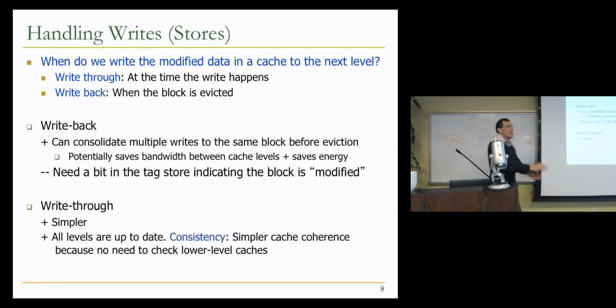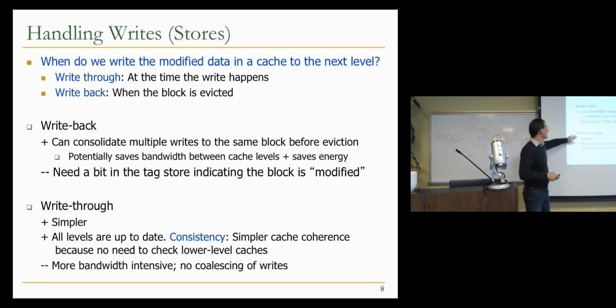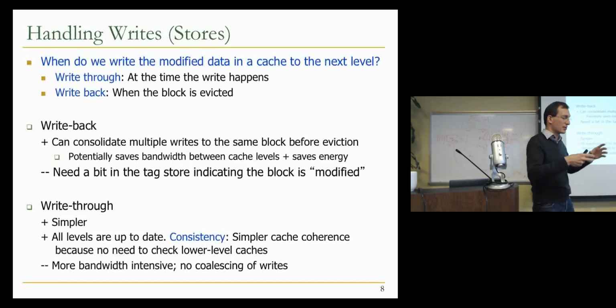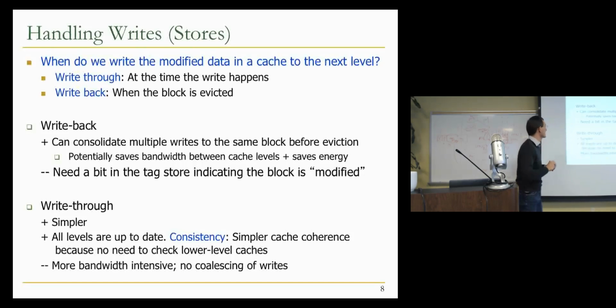You always write to the next level. But the downside, let's go to the downside. It's more bandwidth intensive, obviously. You don't coalesce the writes. This is also called write coalescing or write consolidation. You don't coalesce the writes in a cache block. As a result, all writes appear to the next level. And you waste bandwidth, and this could waste performance also because once you waste bandwidth, you're not doing other accesses during the time you're actually writing to the next level.